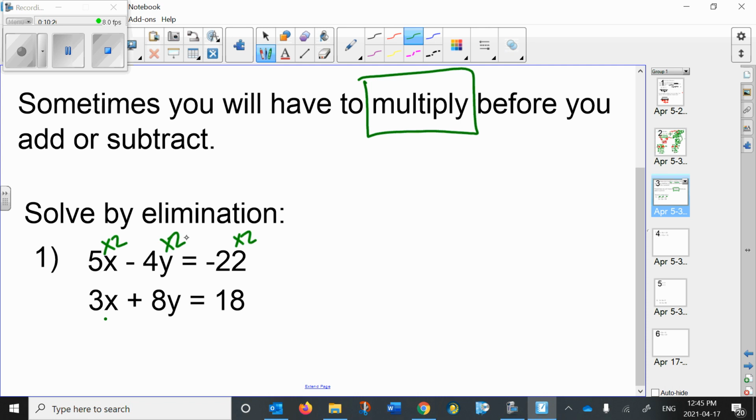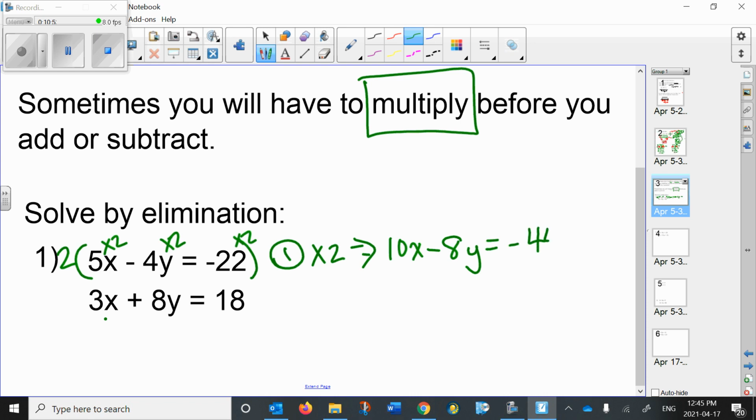So you can either write it like that, or you can go like this and say times by 2, however you want to do it. Or you could say equation 1, I have to times it by 2, and that will give me, well, if I take 5x times 2, I'm going to get 10x. If I take -4 times 2, I'm going to get -8y. And then I'm going to take -22 times 2, and I'm going to get equals -44. So that is my new equation. And this equation I didn't do anything to, so I'm just going to write that right below.